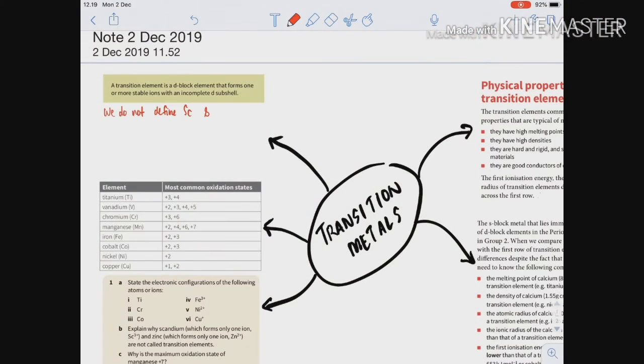A transition element is any d-block element that can form one or more stable ions with an incomplete d subshell. We do not define scandium and zinc, which are in the d block in the periodic table, as transition metals because both of them form ions that do not have an incomplete d subshell.